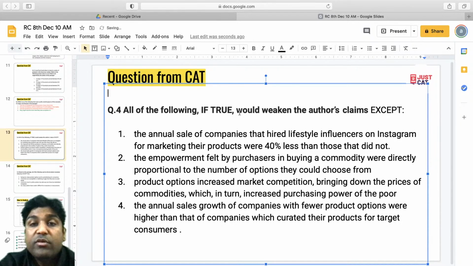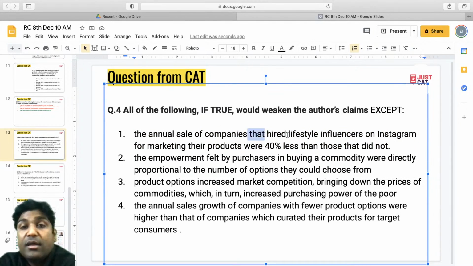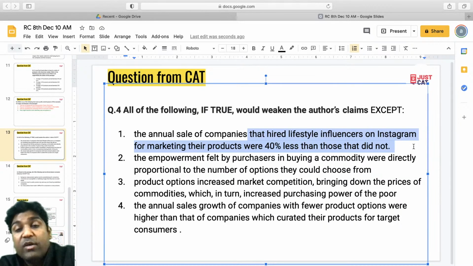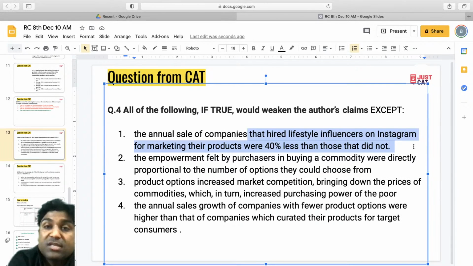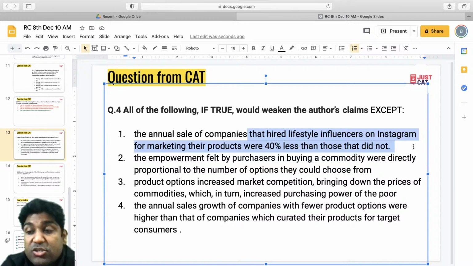All of the following, if true, would weaken the author's claim except: annual sales of companies that hired lifestyle influencers on Instagram for marketing their products were less than 40% that of those that did not. We need the option which would not weaken the author's claim. That means it should either strengthen it or have no impact.